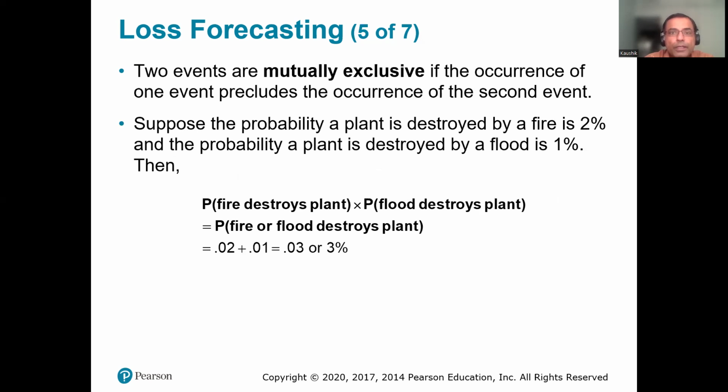Then we have mutually exclusive events. That is, either one of the events will happen. In this case, if you want to find the probability of occurrence of either event, we will do a simple summation of their individual probability.